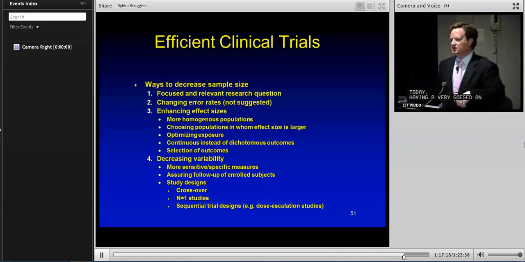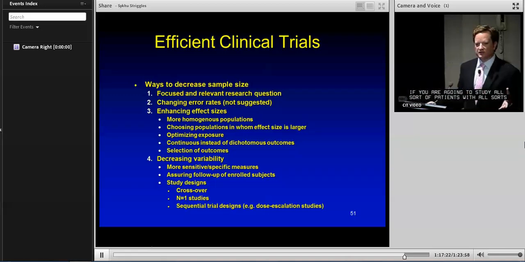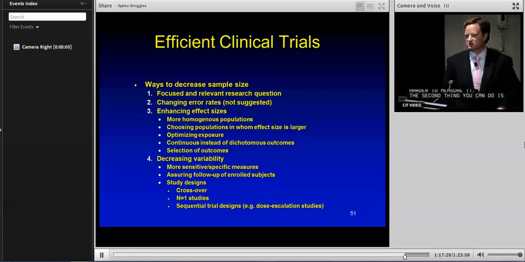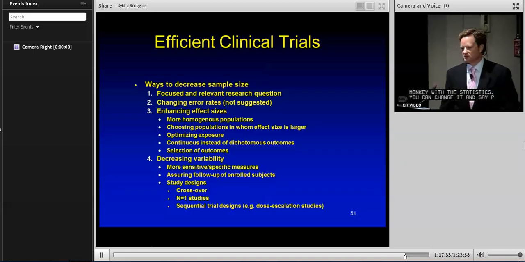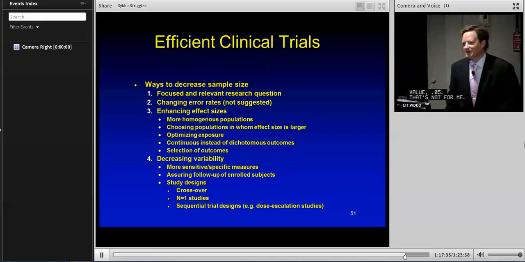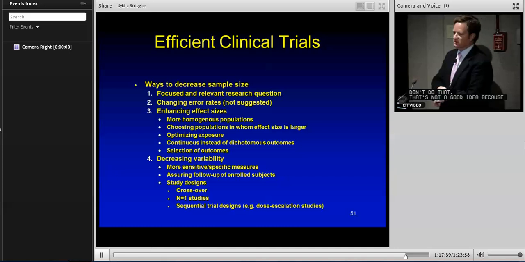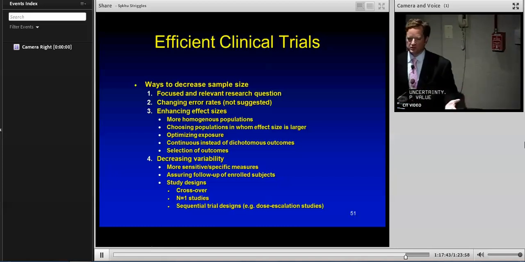If you're going to study all sorts of patients with all sorts of stuff, there'll be a whole lot of noise in there that will make it harder for you to measure it. The second thing you can do is monkey with the statistics. You can say, oh, a p-value of 0.05, that's not for me, I'm going to have a p-value of 0.10. Don't do that. That's not a good idea because it says you're willing to accept more uncertainty. A p-value of 0.05, like I said, already means that you're wrong 1 in 20 times.